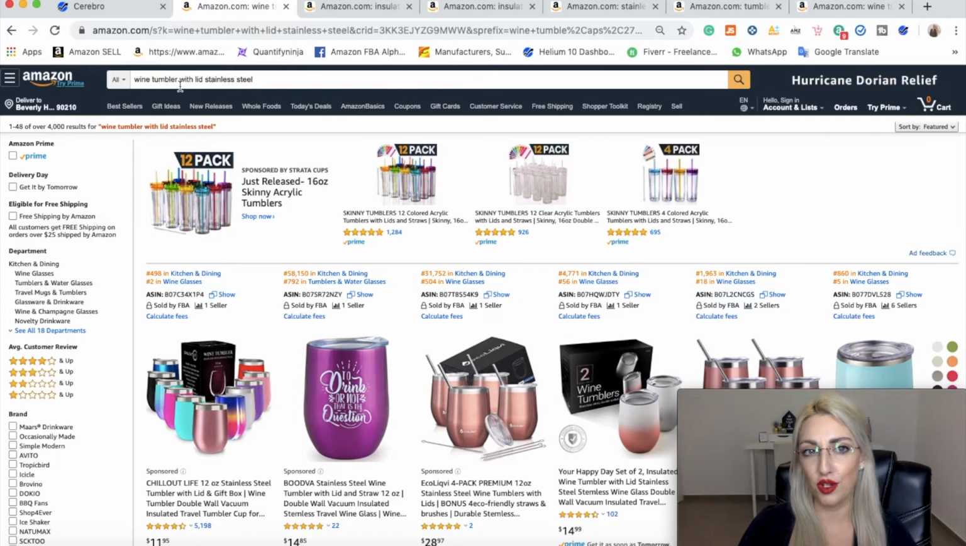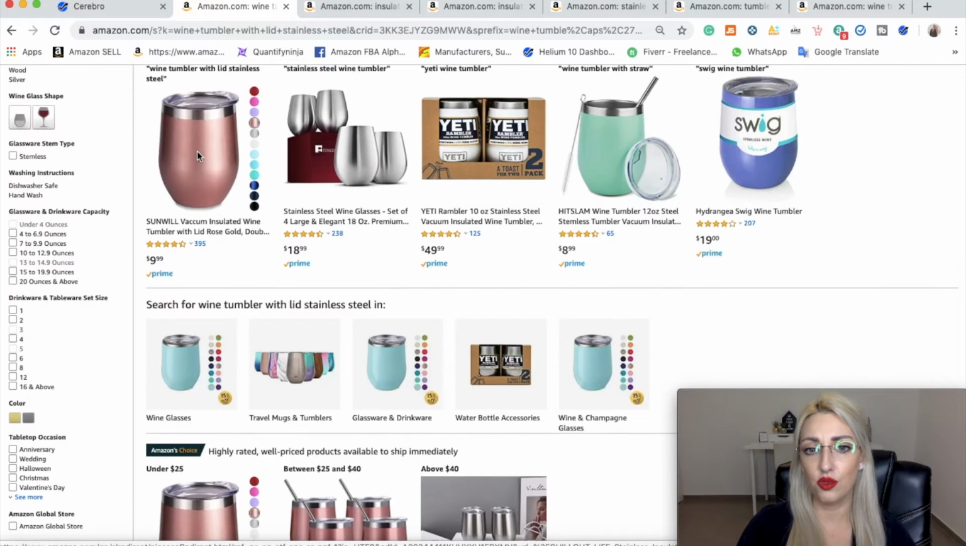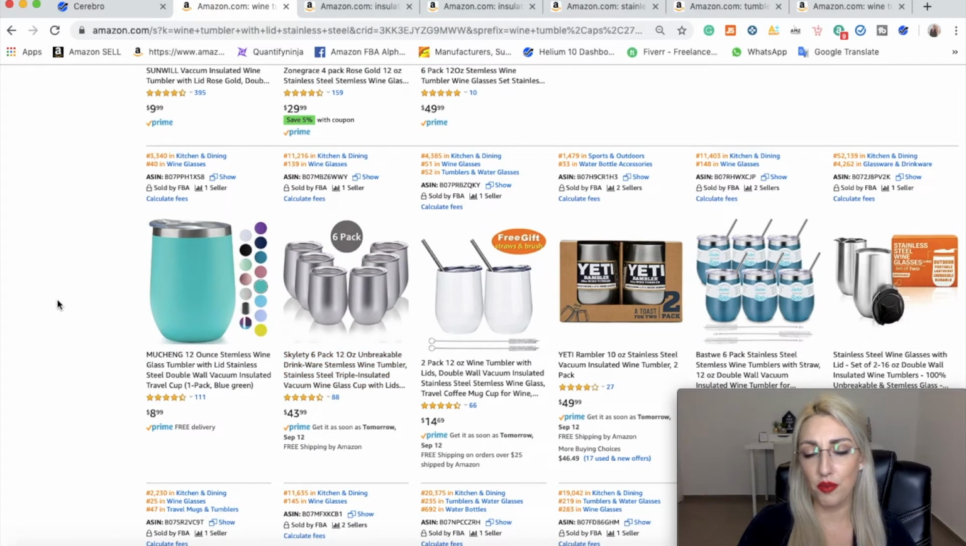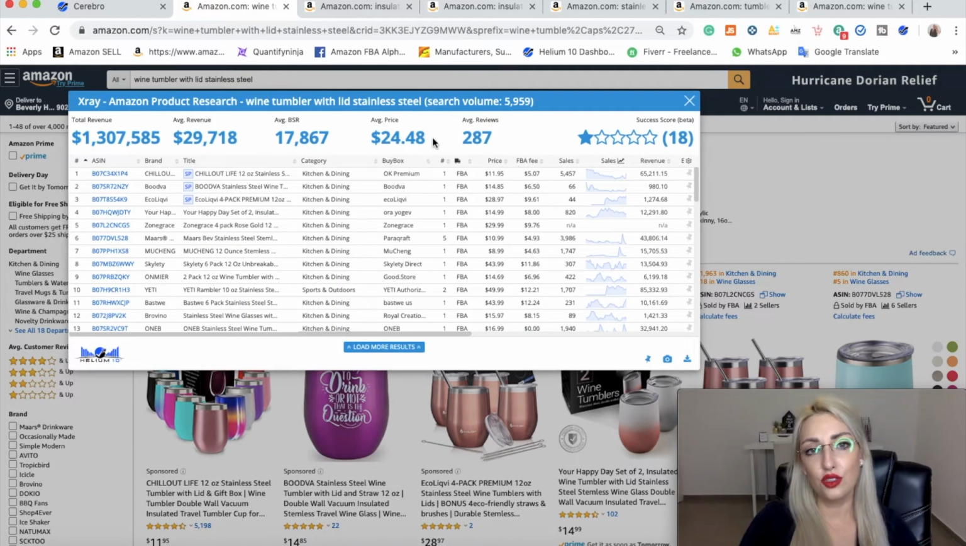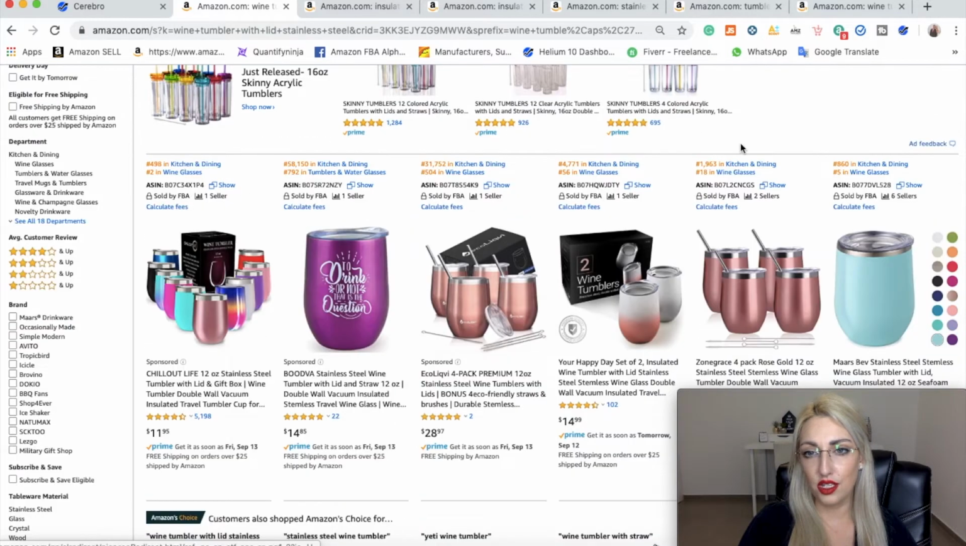So wine tumbler with lid stainless steel. This is a long tail keyword. This is not the main keyword. And the person who had sent this to me had said, hey, there were some people on the first page with smaller reviews, and they were making good money, etc. Now notice here there's 4,000 results. If I do a Helium 10 Chrome extension lookup on it, you'll see here there's 287 average reviews.